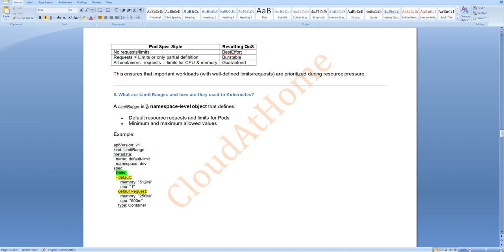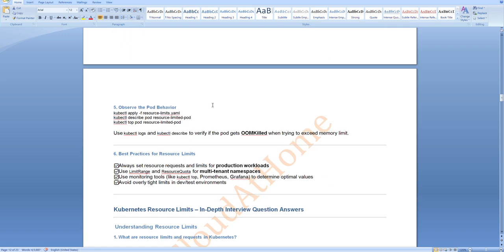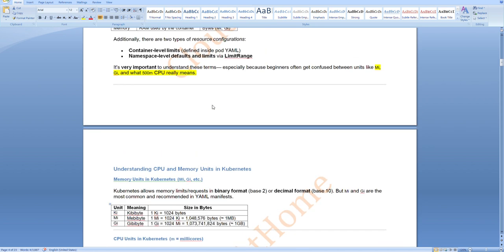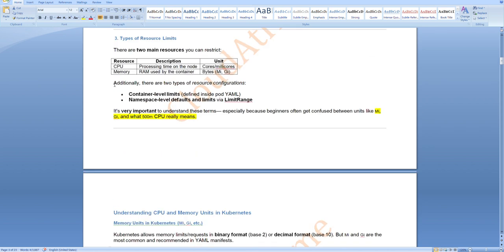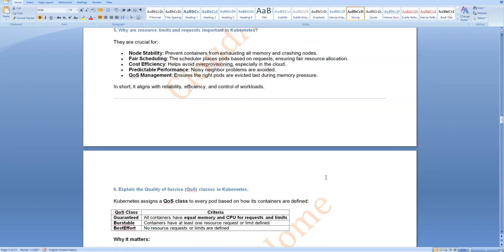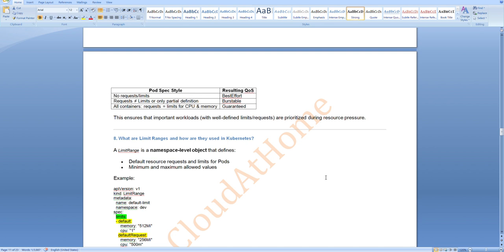So limit range is a namespace level object, right? You remember, on the top we have discussed that apart from CPU and memory resource limits, we can also do container level limits and namespace level limits using limit range, right? So let's understand what this limit range is. Question number 7, I think.